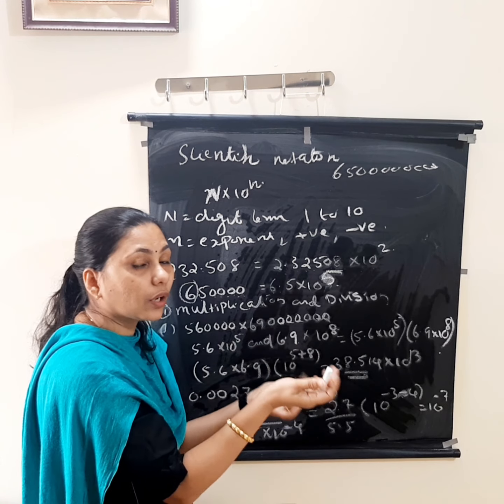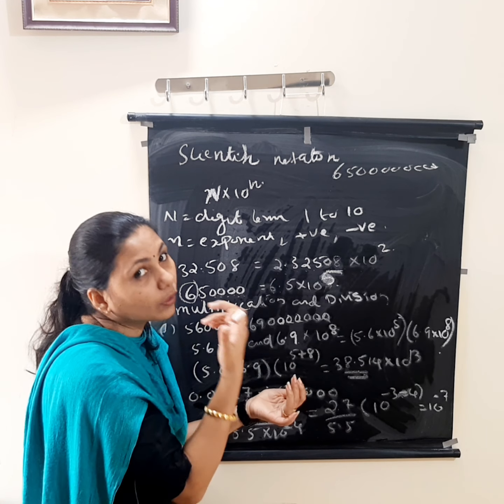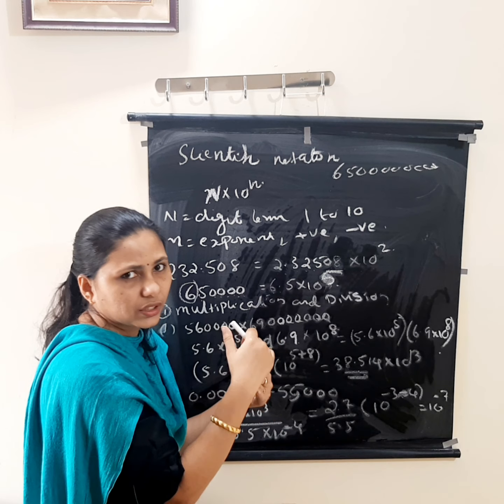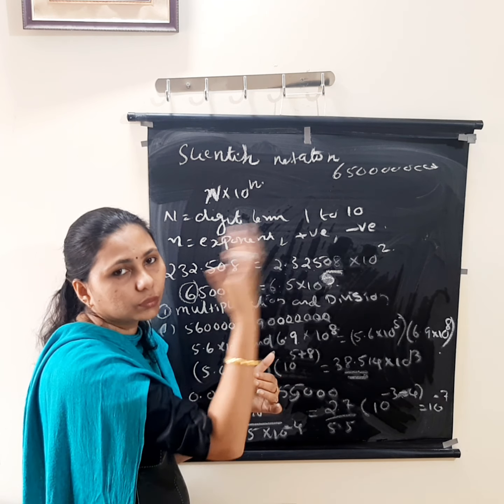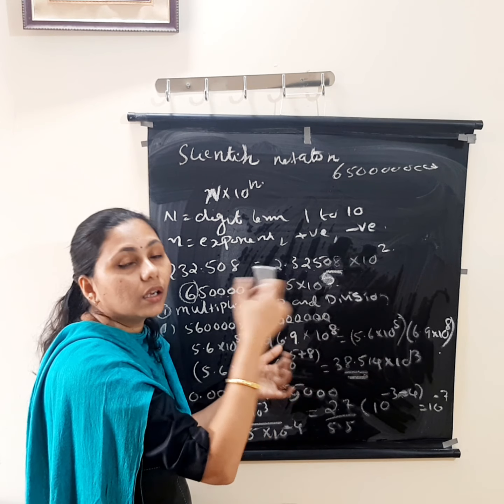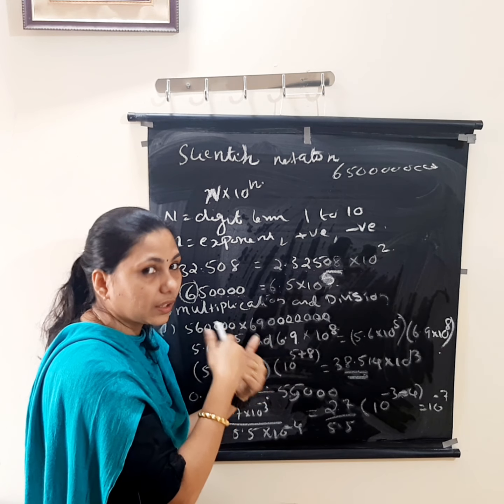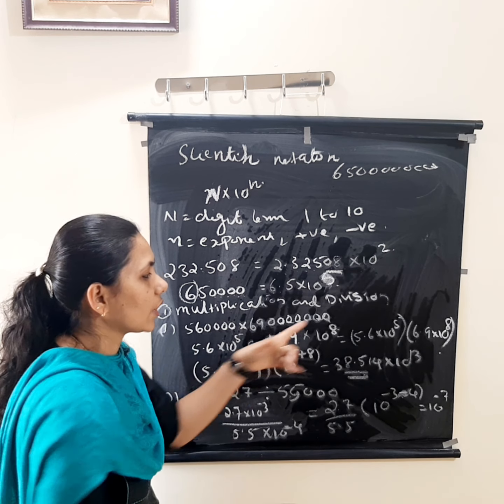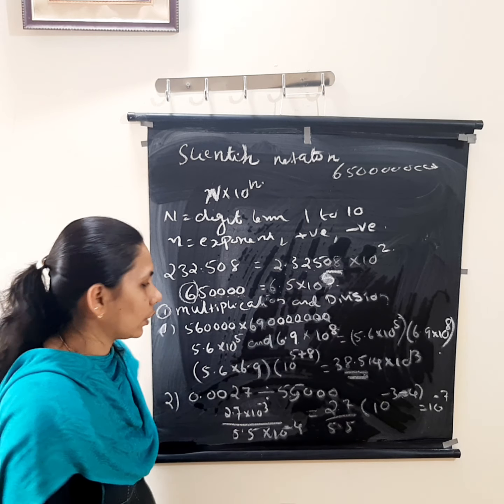But if 4 digits to the left, what do you have to do? You have to multiply with 10 raised to -4. You know that it is division by 10. Moving forward, meaning right, means multiplication with 10. Moving left means division by 10. Some problems based on multiplication and division we can do using this scientific notation.